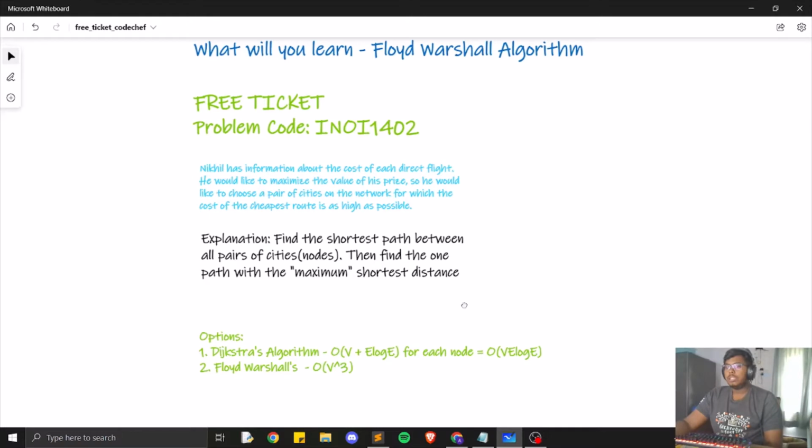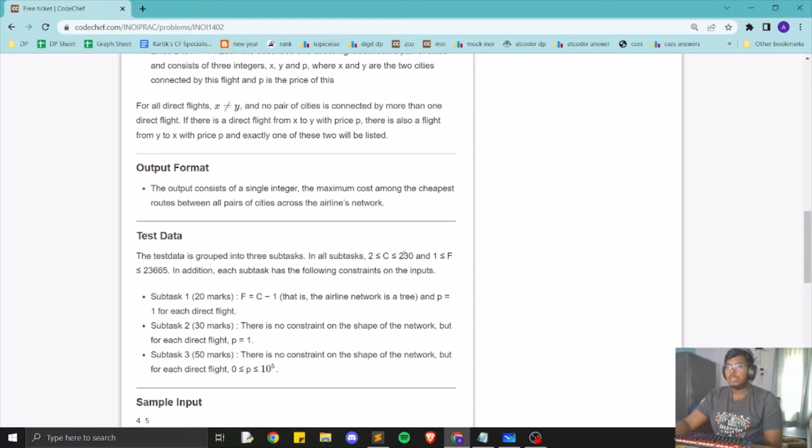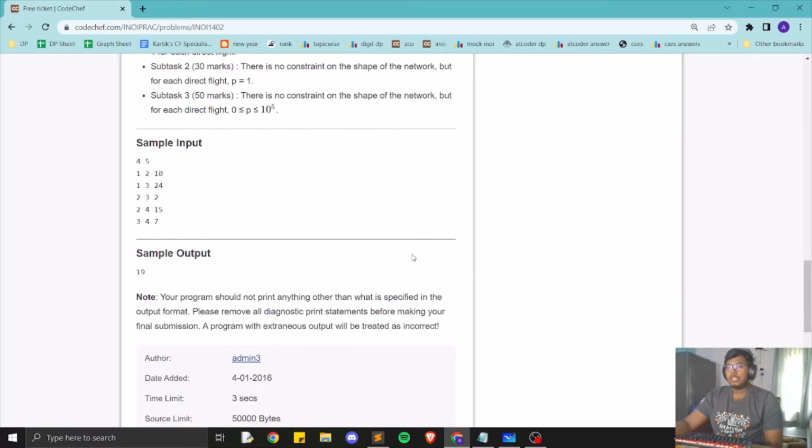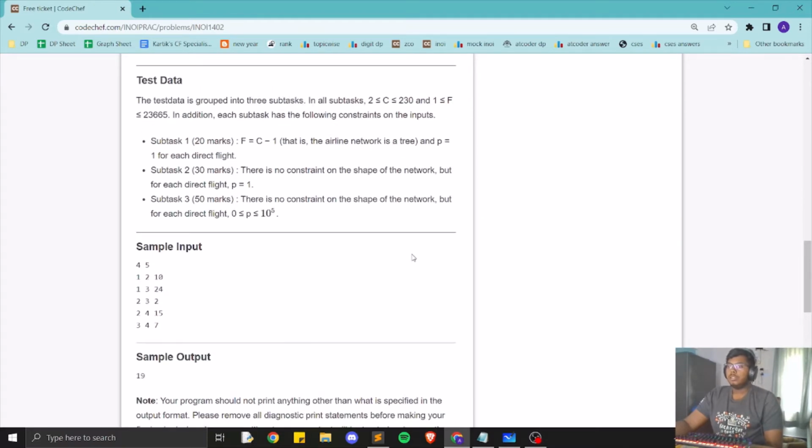Now let us move on to the second option. The second option is Floyd-Warshall's algorithm. Now why should we use Floyd-Warshall's algorithm? It should be used because it has only three nested loops and it is also very easy to write. And the best part is its time complexity. The time complexity of Floyd-Warshall's algorithm is O of V cubed, where V is the number of vertices. The number of vertices is 230 here, so let us consider this as 10 to the power 2. Then O of V cubed means O of 10 to the power 6, which is very well under the time limit of 3 seconds. And so the program will run without any problems.